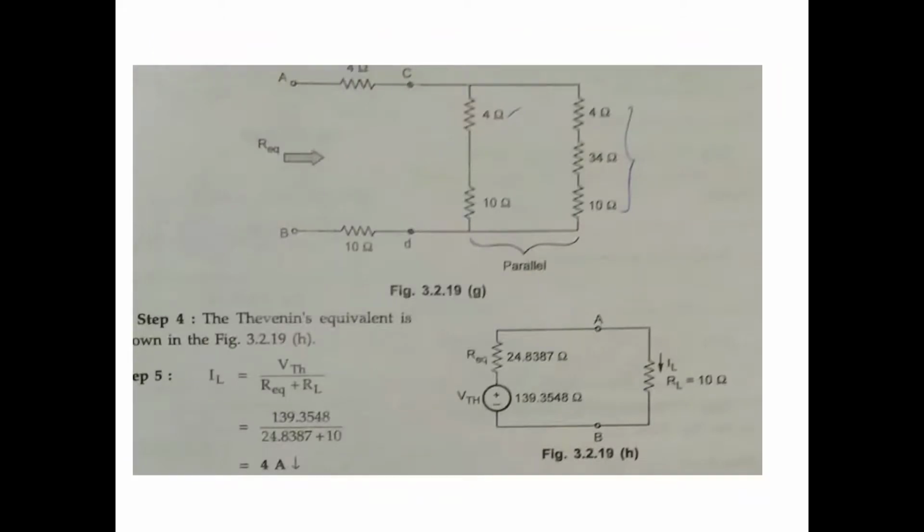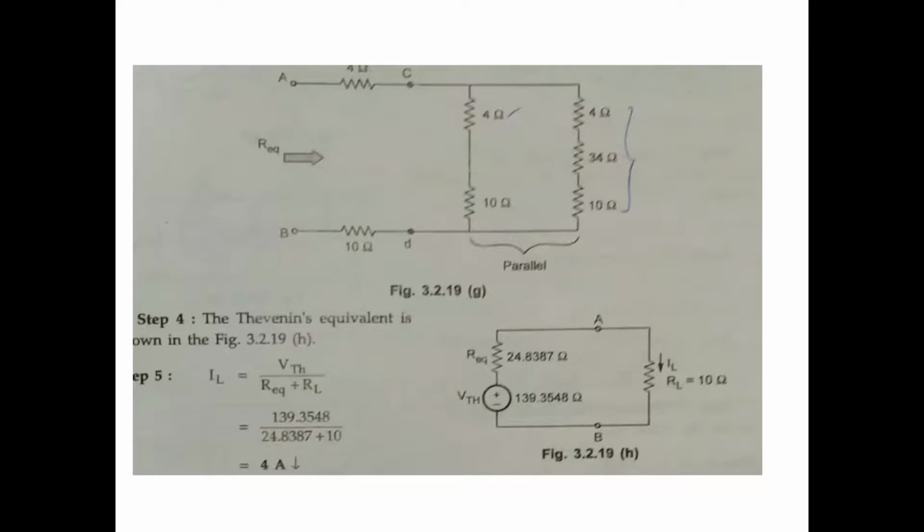Next, the Thevenin equivalent is shown in the figure. The same 48 and 14 in parallel, remaining 4 and 10 as they are. Now calculate R equivalent. Next, you draw the Thevenin equivalent circuit using R equivalent and VTH. V Thevenin is also calculated: 139.3548. R equivalent is 24. RL is 10 ohm.